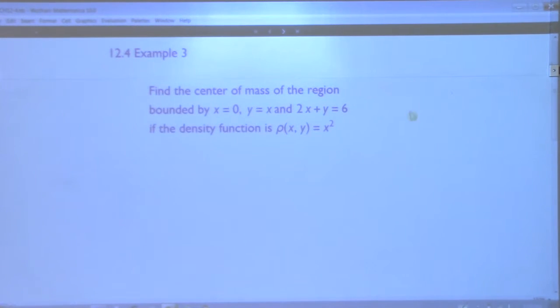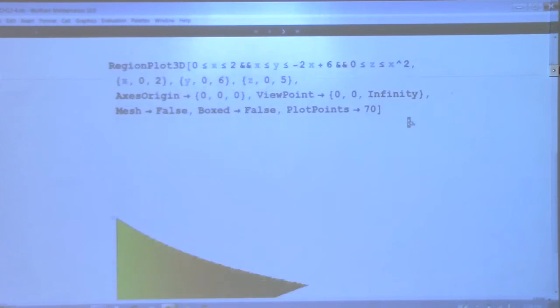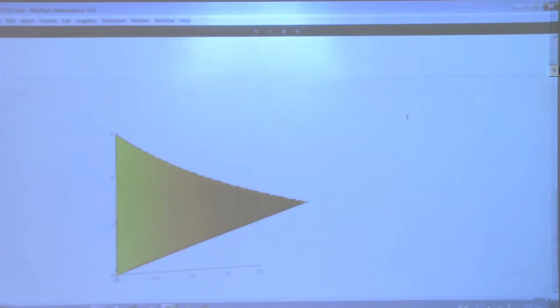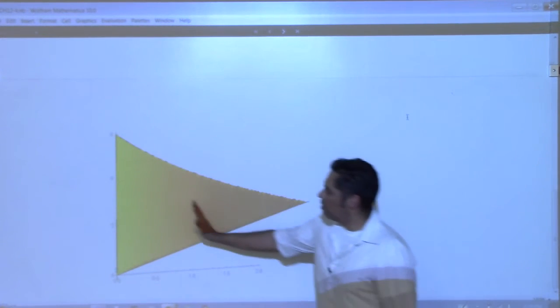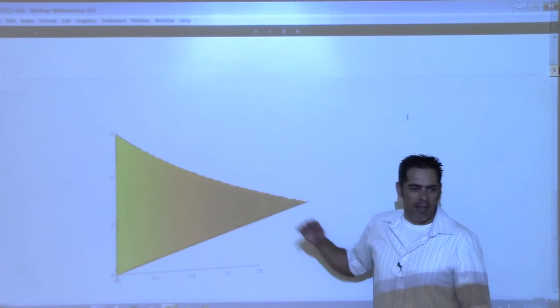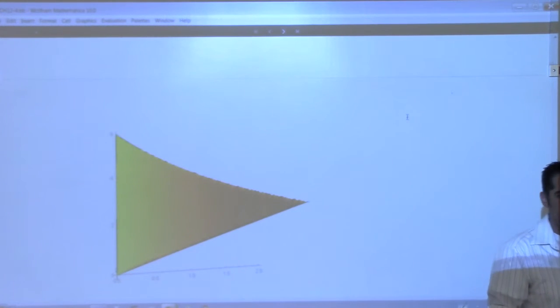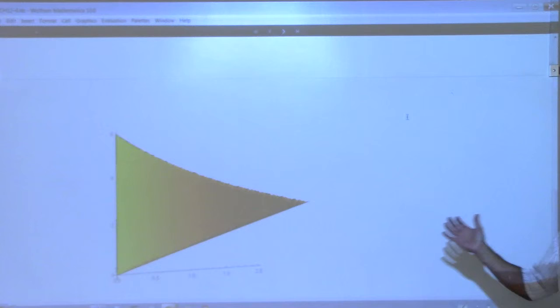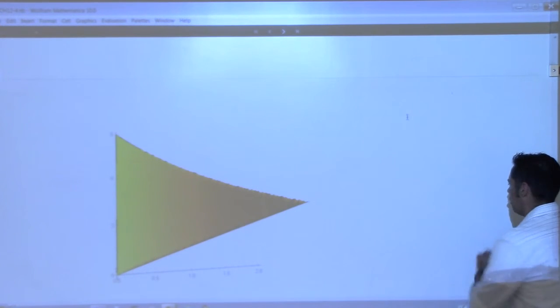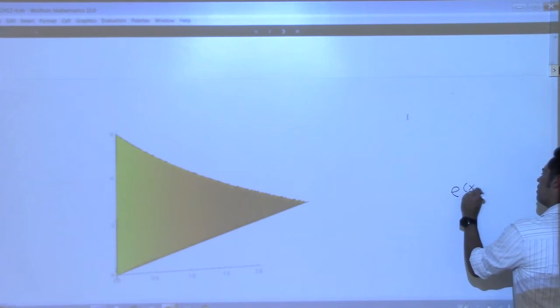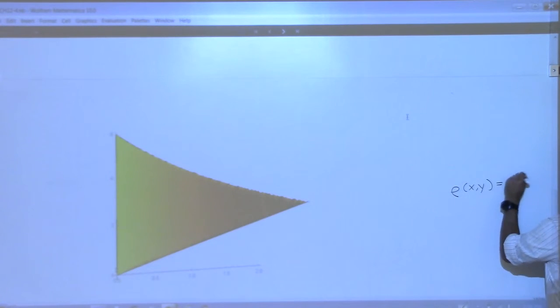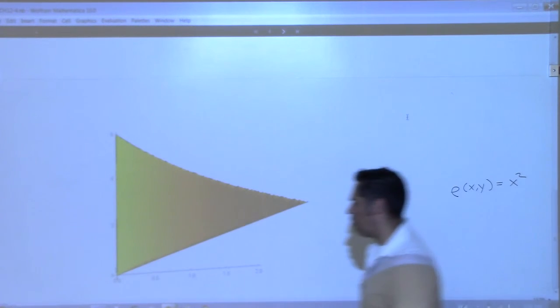So I have a picture below of the lamina. And do you see how it gets darker as you go to the right? That's me trying to represent that it gets more dense as you move to the right. Because what's the density function? I had it up there. Density function was x squared. And so the y coordinate has nothing to do with it, right? The density has nothing to do with the y coordinate. It's just the x coordinate.